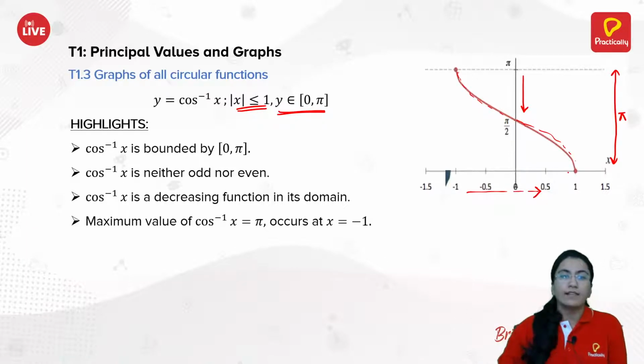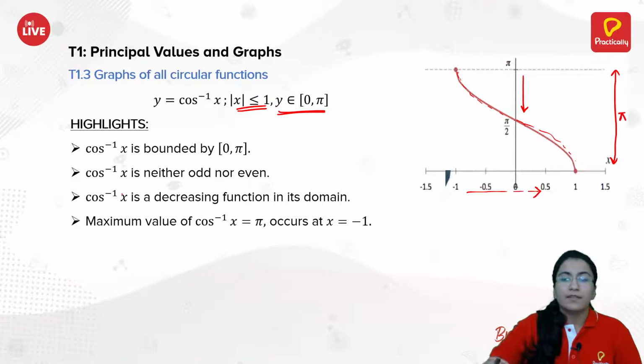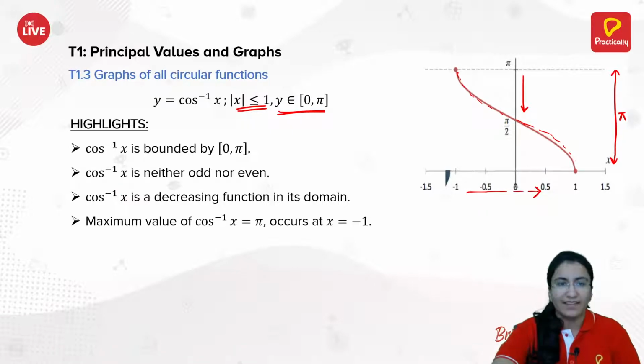For a decreasing graph, you have the leftmost point as the maximum. So here the leftmost point was x equals -1. So you have your maximum value for this particular graph as cos inverse x equals pi, right?